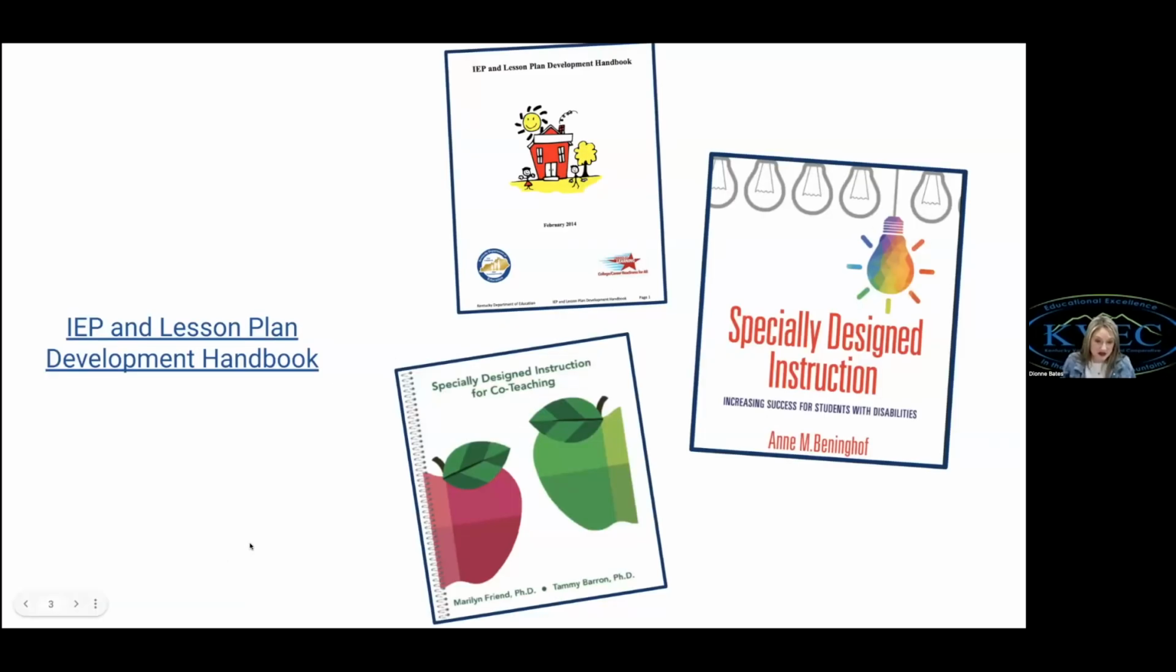So here are some resources. All of these resources are excellent things to help guide us when we choose specially designed instruction. And you'll see the IEP Lesson Plan Development Handbook is issued by the Kentucky Department of Education. Within that document, there are lots of resources available for you to look at. If a child has a disability in a certain area, then what is some of the appropriate instruction that we do special for that child?